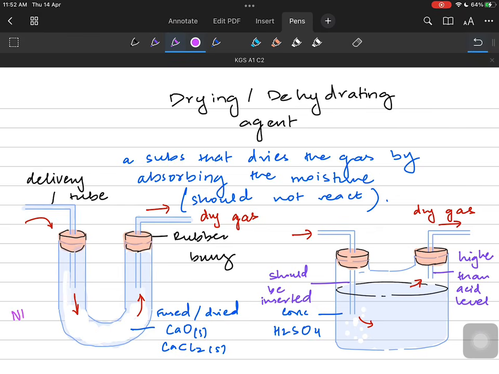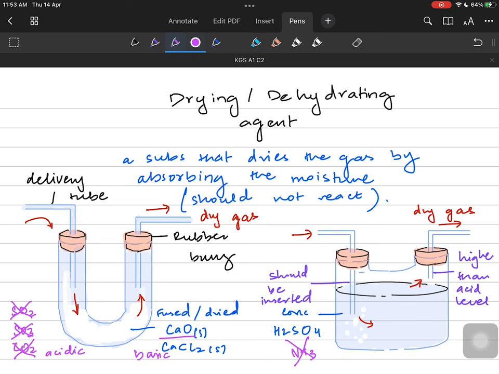You can use calcium oxide and calcium chloride in the fused state, which means the dried state, for any gas except for sulfur dioxide, sulfur trioxide, or carbon dioxide. You can't use it, because these gases are acidic and calcium oxide is basic. You don't want a reaction to happen, right? So the acidic gases can't be dried using calcium oxide.